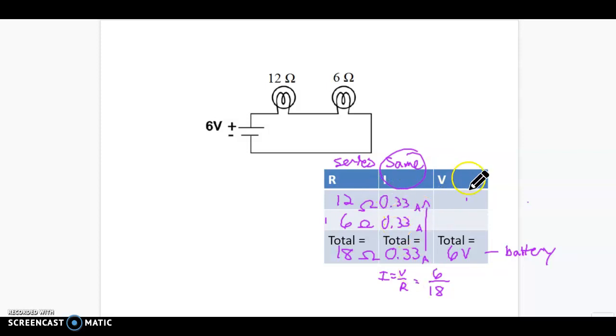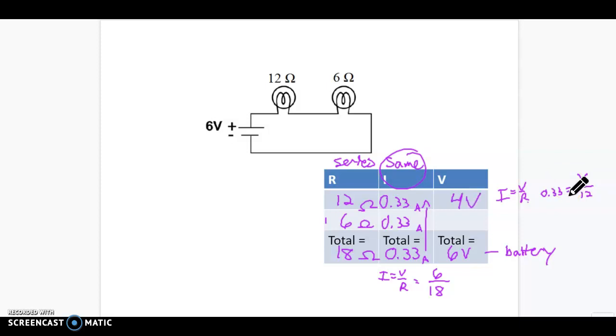And now, because I know these two, I can solve out for the voltage. I can use that equation I equals V over R and put things in where they belong. I know the current is 0.33. I'm solving for the voltage, and I know that the resistance is 12 in this row. So I multiply these things together. Now I'm going to use that 0.33 repeating and I'll show you something here in a little bit. But when I multiply these, I end up with 4 volts.